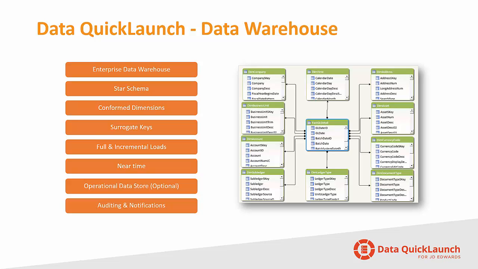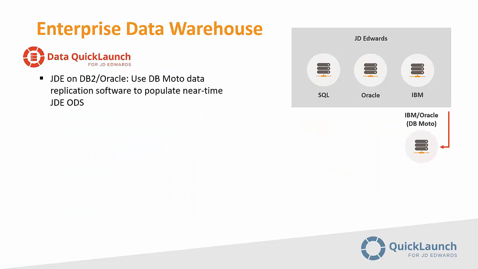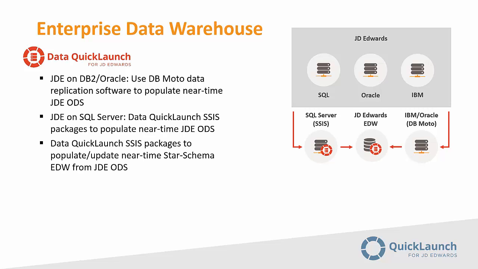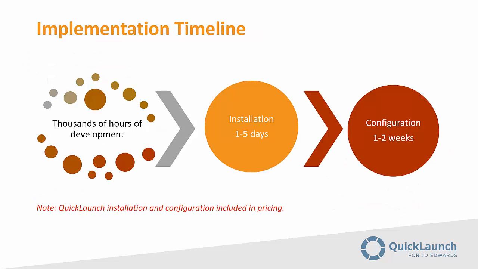We also provide some auditing and notification, so if your data warehouse gets out of sync with your transaction environment, you're notified on how to resolve it. And the diagram for that, again, would be if you're running on IBM or Oracle, we use dbmodo to feed an operational data store. If you're on SQL Server, we use SSIS to do that. And then we populate, again, this target schema enterprise data warehouse, and that way our BI QuickLaunch can connect to that enterprise data warehouse, and the workstations, again, go right through the server or directly at the database directly.